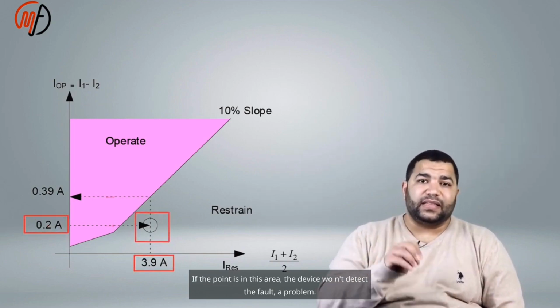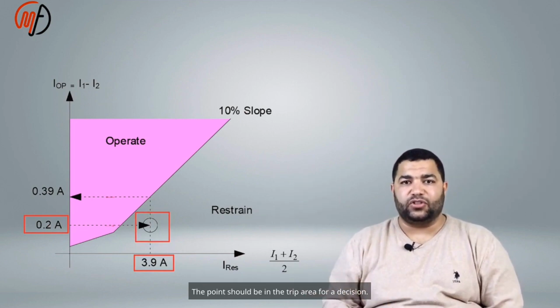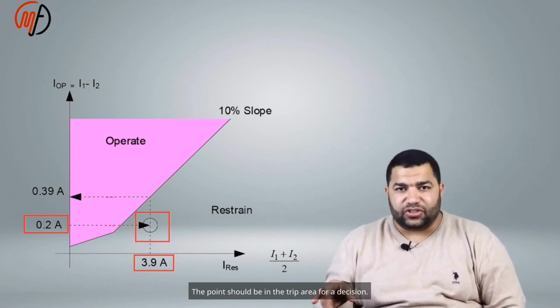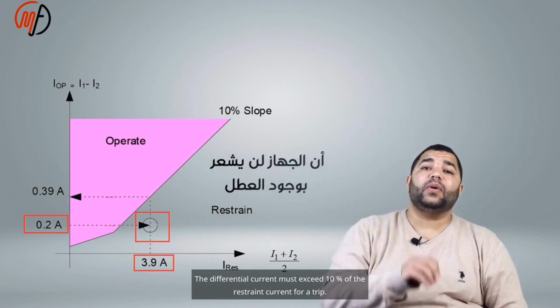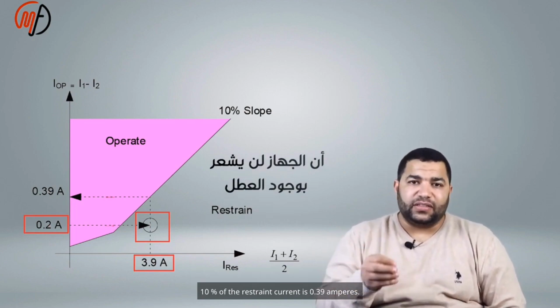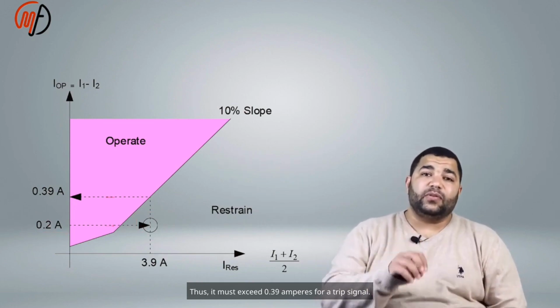If the point is in this area, the device won't detect the fault, which is a problem. The point should be in the trip area for a decision. The differential current must exceed 10% of the restraint current for a trip. 10% of the restraint current is 0.39 amperes. Thus, it must exceed 0.39 amperes for a trip signal.